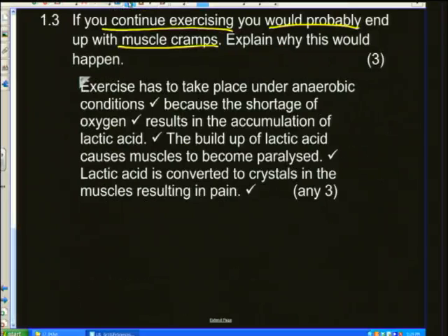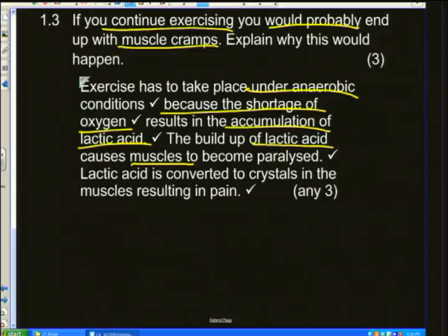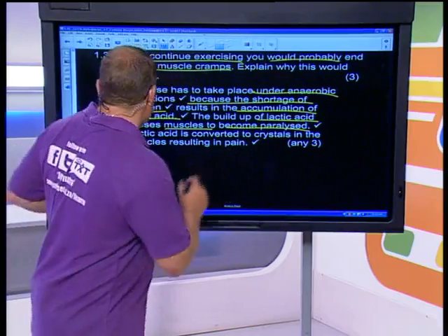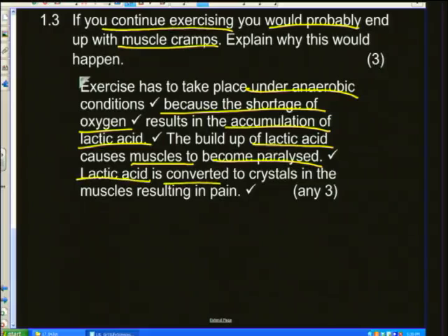It says exercise has taken place under anaerobic respiration, as I was saying, because of the shortage of oxygen, which is a simple answer. Then it says, resulting in the accumulation of lactic acid. This will build up, and the lactic acid causes the muscle to become paralyzed. It says, but I can't do this anymore. So it paralyzes the muscle, so the muscle doesn't work anymore. And then the lactic acid is converted into crystals, and the muscle results in pain.